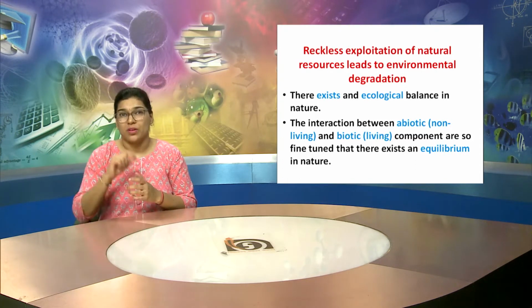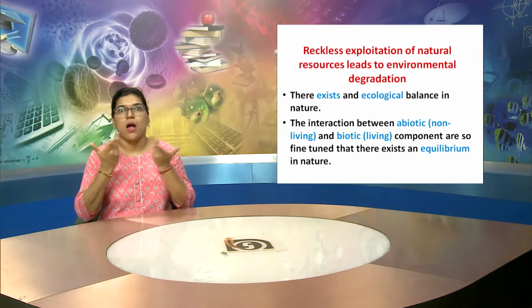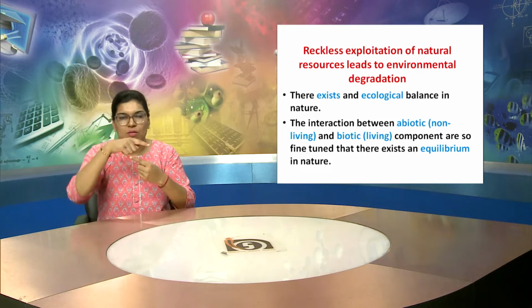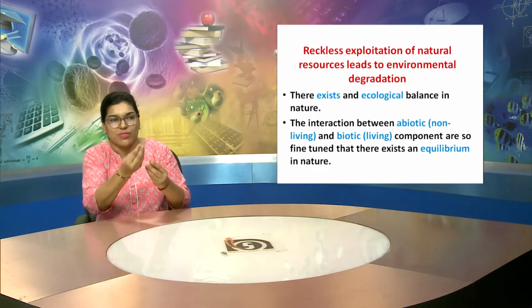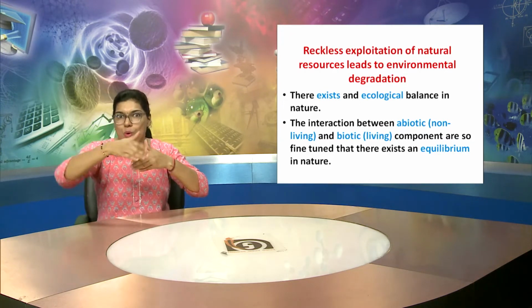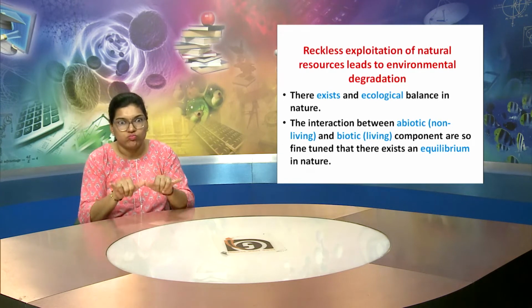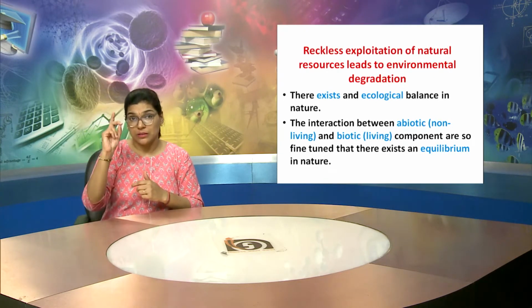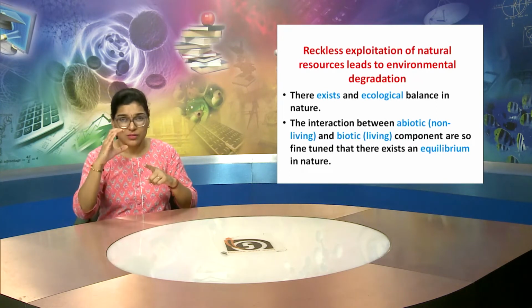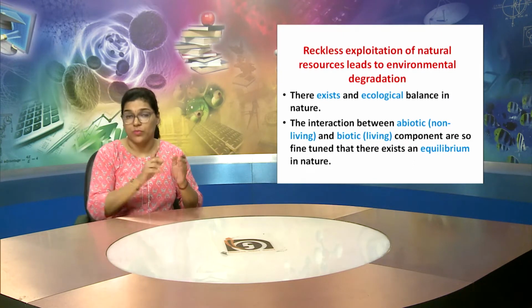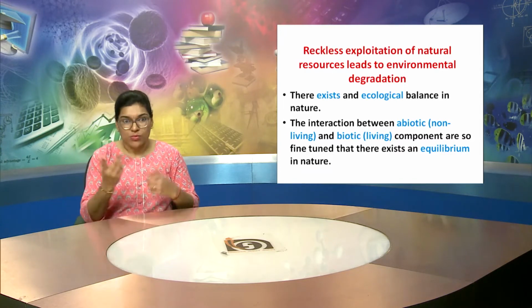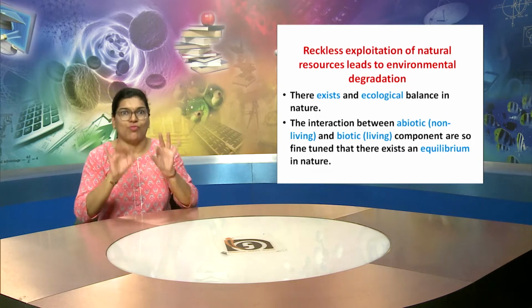So, now let us understand this topic. There are 2 points on the screen. The first point tells you that there exists an ecological balance in our nature. Everything is just natural. The second point on the screen explains the interaction between two main components. The first component is abiotic, which is non-living, and the second component is biotic, which is living.